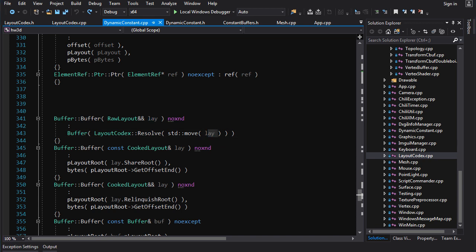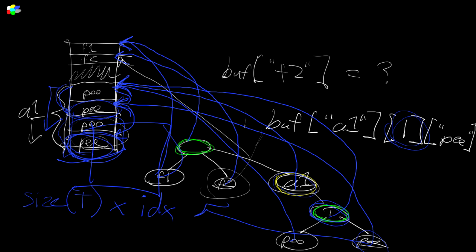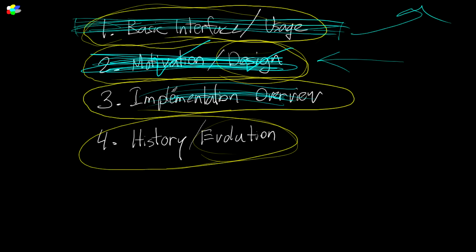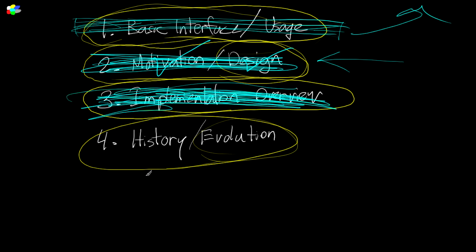Wait, wrong thing here. Why did I cross this out already? I wasn't done. Now I'm done. Now the implementation overview is complete. I have described the salient parts of the system in a decent amount of detail. You might still be scratching your head over the array thing. I don't blame you. It's hard, dude.